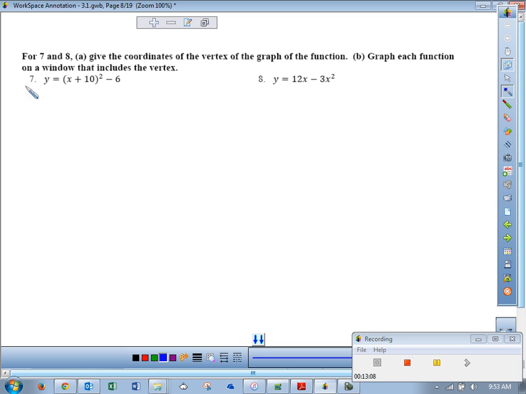Cool. Give the coordinates of the vertex of the graph of this function. Is it in vertex form or standard form? What form is that in? Vertex form or standard form? That's in vertex form. Meaning you can look at that directly and tell me where the vertex is at.